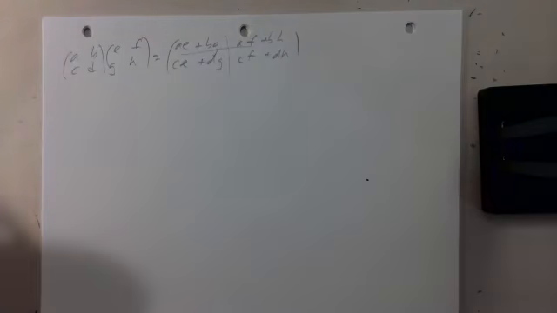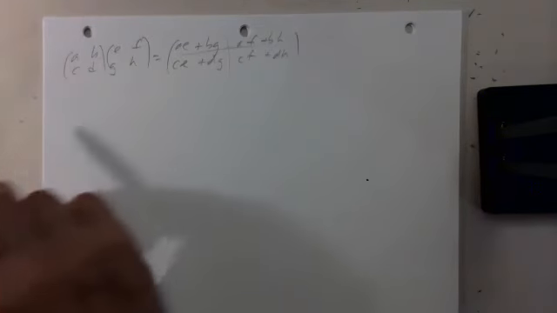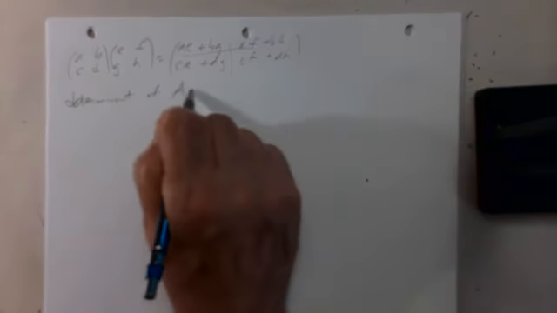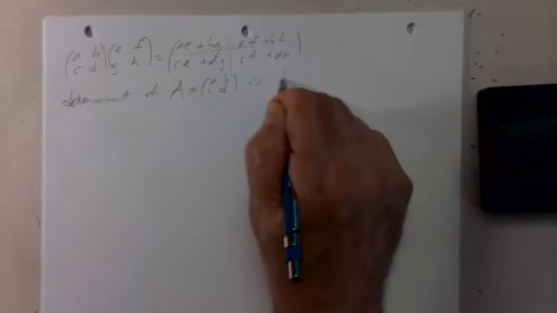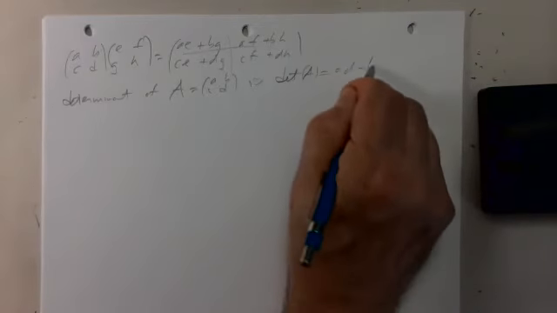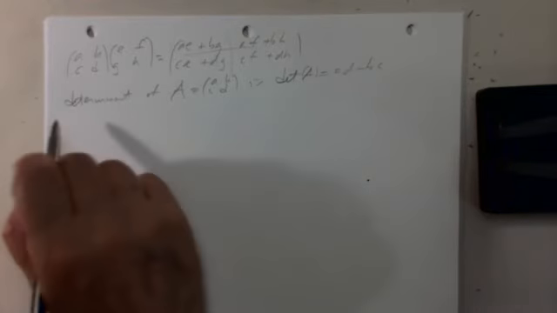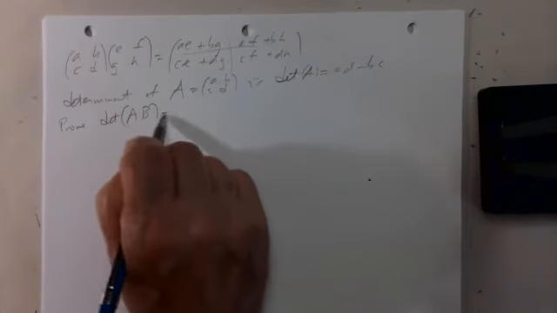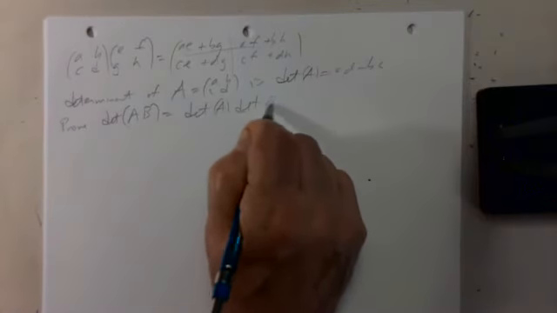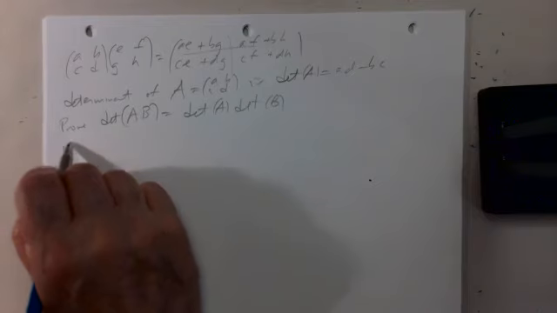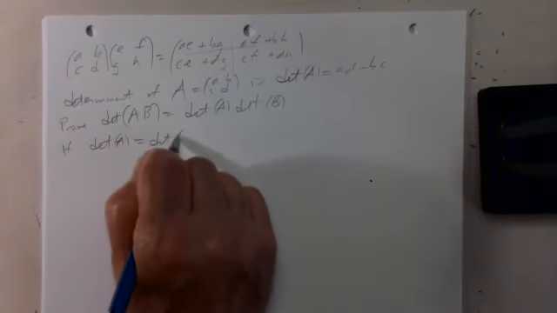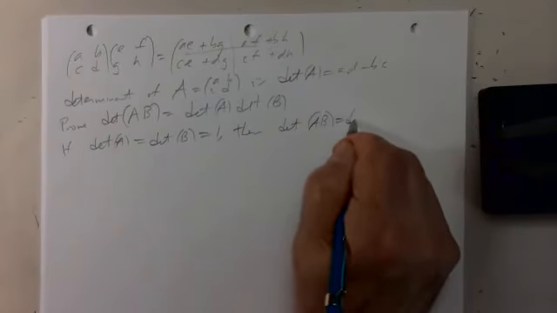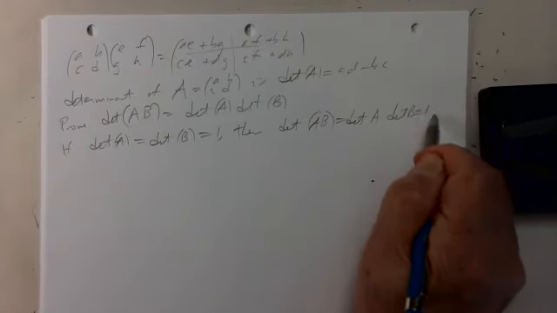Right? That's the formula for matrix multiplication. It's row into column. And the determinant of a matrix, say A equal to A, B, C, D, you write determinant of A, it's AD minus BC. And you can prove that if you take the product of two matrices, A times B, the determinant of the product is the product of the determinants. So if the determinant of A and the determinant of B are both equal to 1, then the determinant of AB is determinant A, determinant B. It's 1 times 1, or 1.